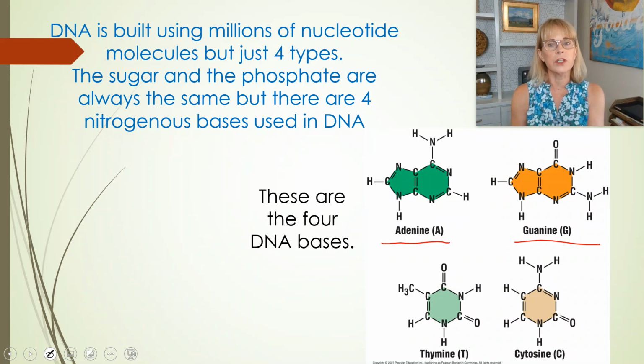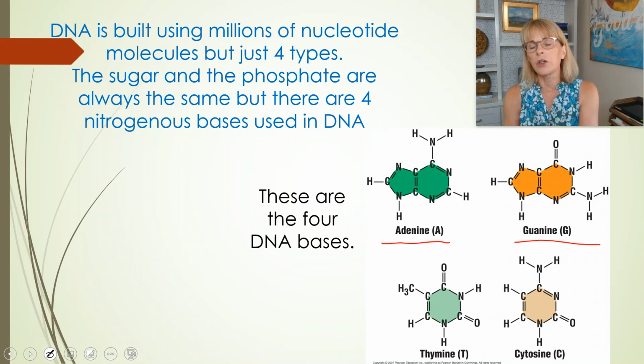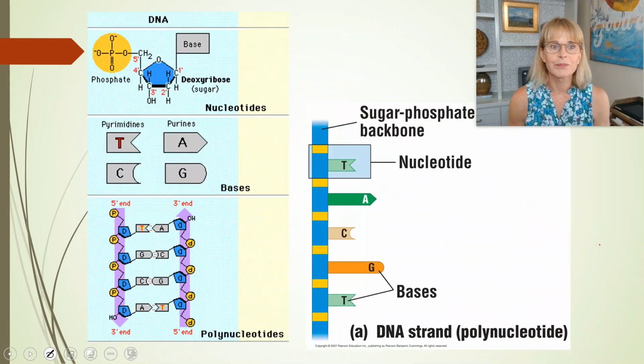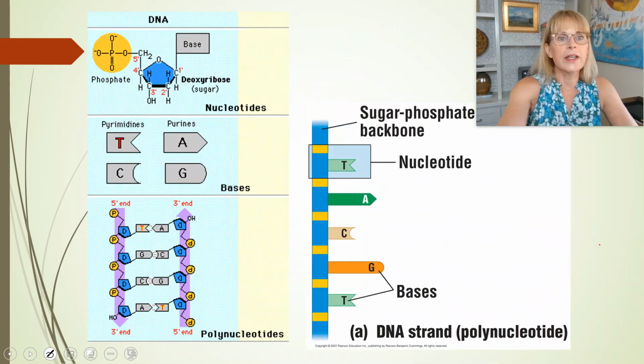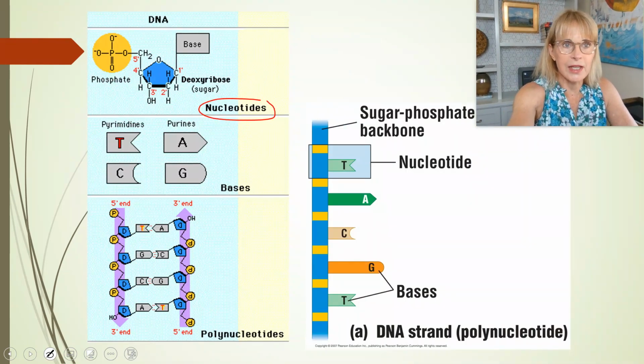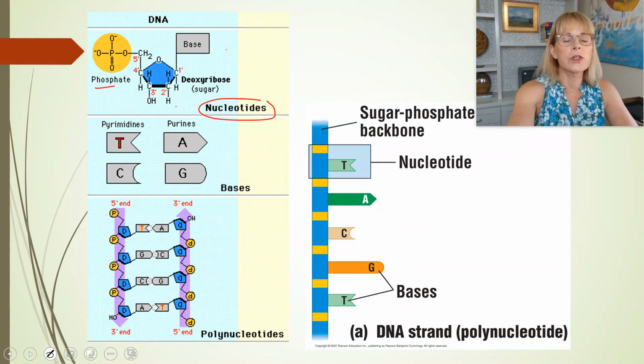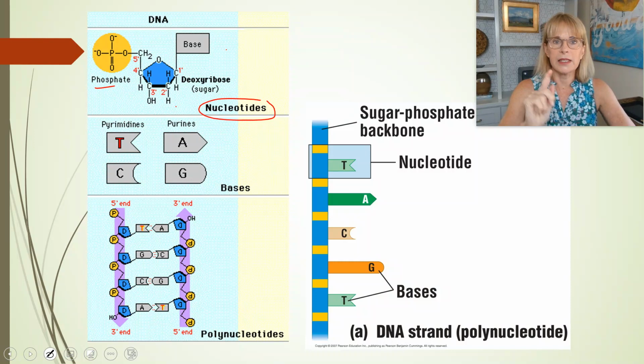These are the 4 different DNA bases, and the 4 different DNA nucleotides will have one of those on there, okay? So let's look at a basic nucleotide, phosphate, sugar, base. The 4 different bases are G, A, T, and C.